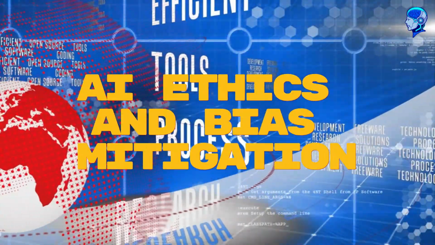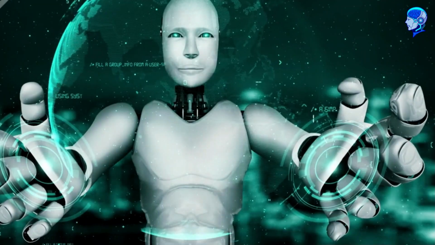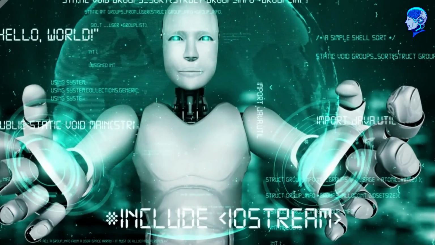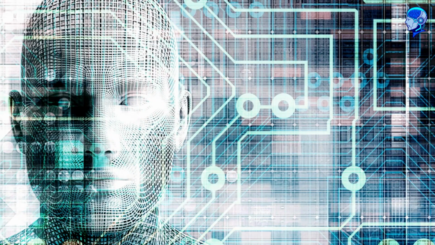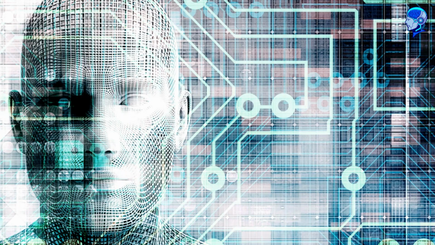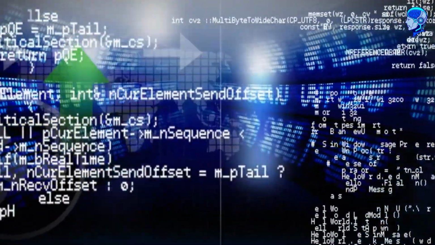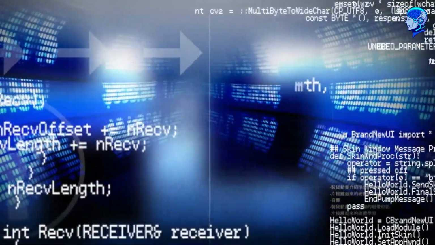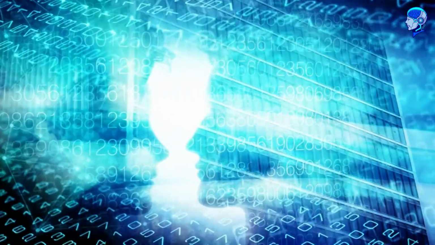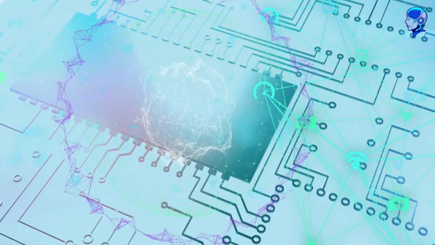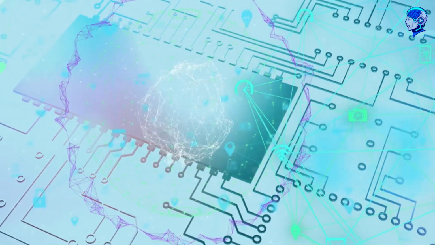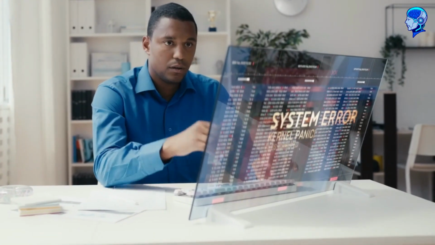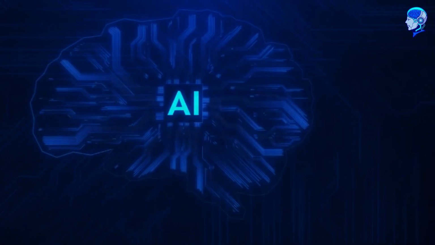AI ethics and bias mitigation. As AI technologies become increasingly integrated into society, ethical considerations and concerns about bias have gained prominence. Fairness in AI pertains to ensuring equitable treatment and outcomes across different demographic groups, avoiding discrimination and bias. Transparency involves making AI systems understandable and interpretable, enabling users to comprehend decision-making processes and assess reliability.